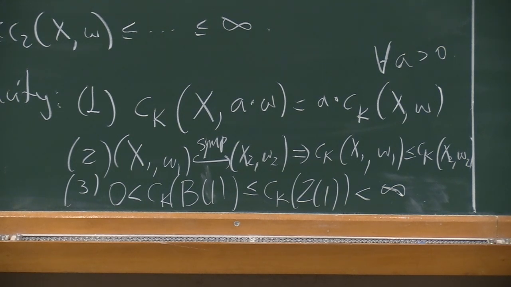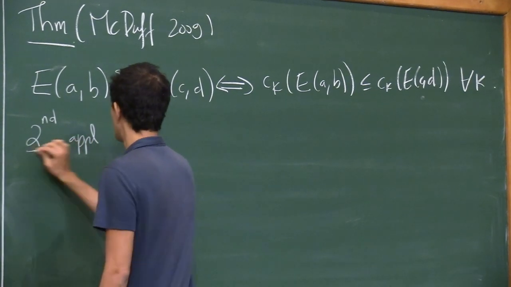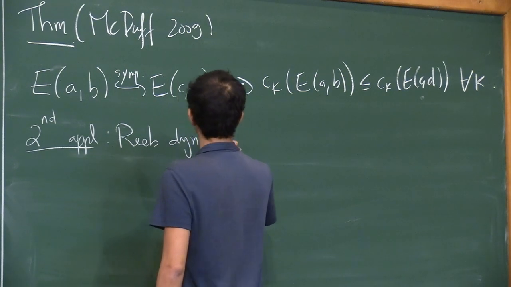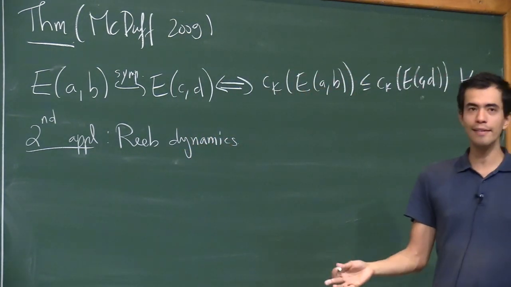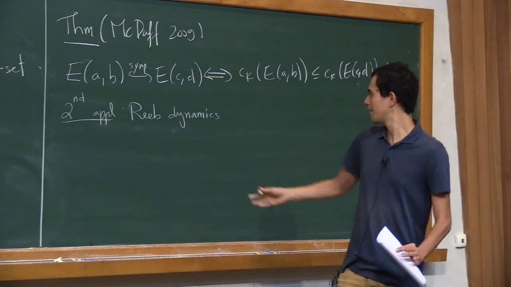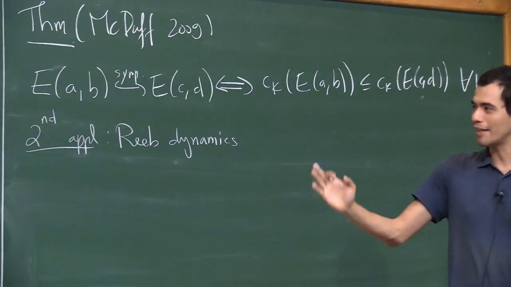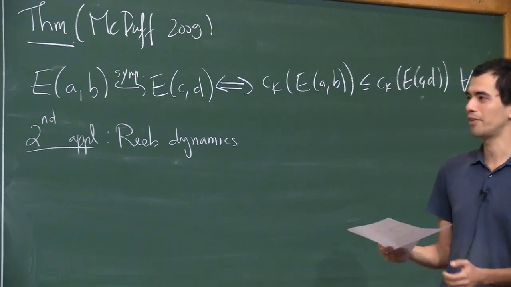And then there's a lot more that can be said about ECH and symplectic embeddings. But let me move on to the second set of applications, which is in Reeb dynamics. And it's really here that this is where the motivation started. I think ECH capacities was more like an accident. And I think this is kind of Hutchings' original idea at first. And the capacity is like a bonus that he discovered in 2009.